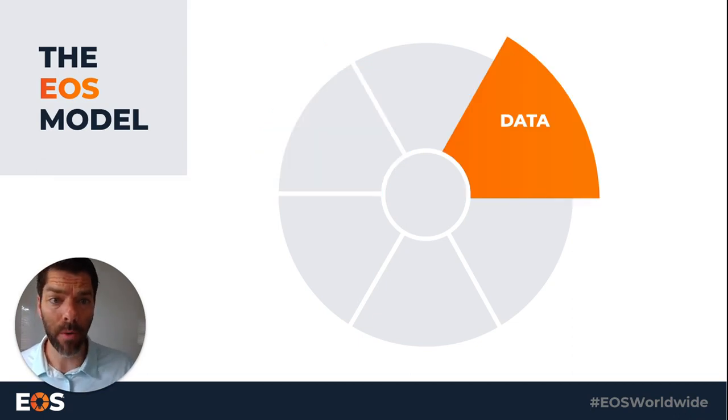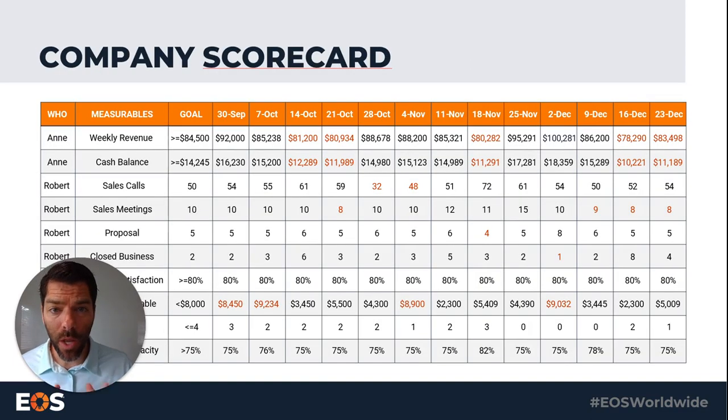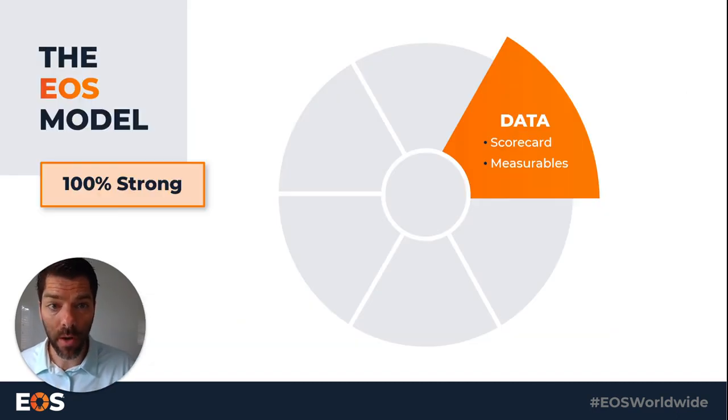And so the data component is using data to drive the results that you want to see in your business. And so first and foremost, we use a scorecard to reflect on what are the weekly activity-based numbers that we need to have a pulse on that is going to drive the results that we want to see in the business. And so that is your scorecard.